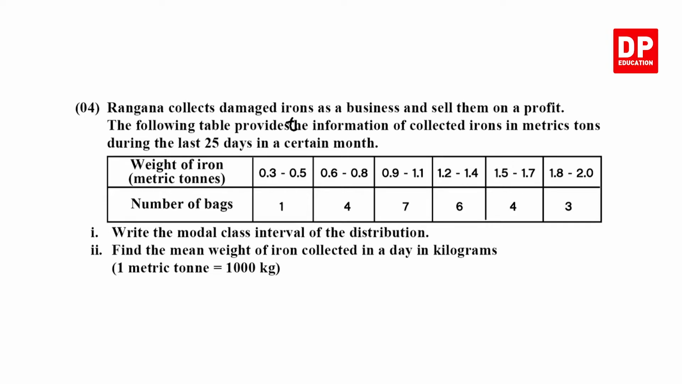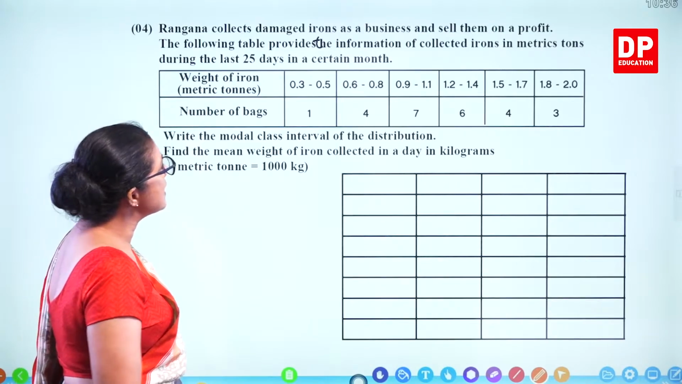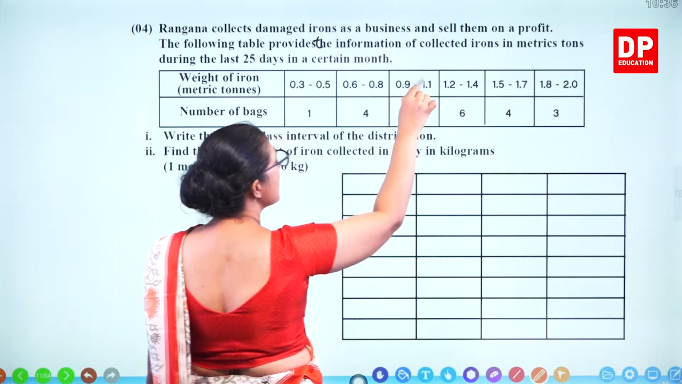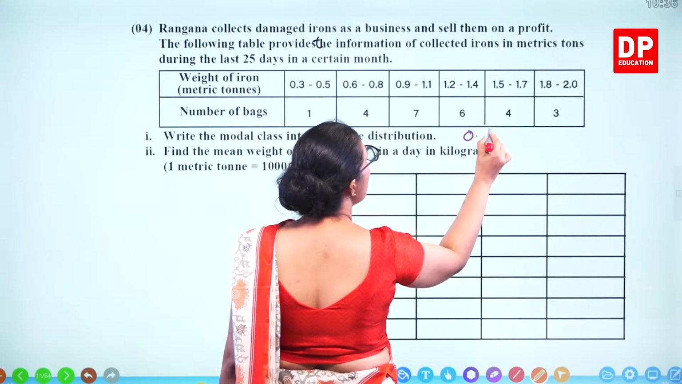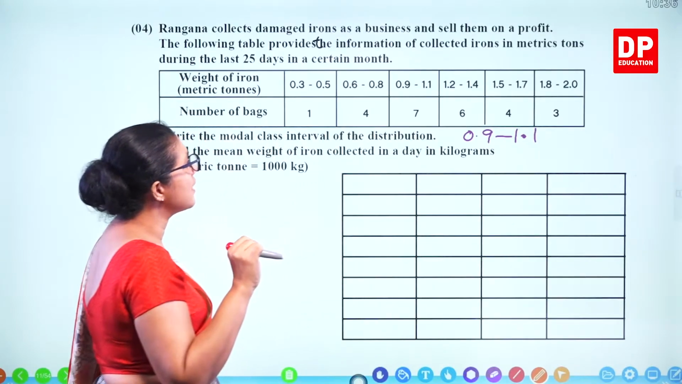Rangana collects damaged irons as a business and sells them at a profit. The following table provides the information of collected iron in metric tons during the last 25 days in a certain month. Write the modal class interval of the distribution. Modal means the one which has the highest frequency. Look at the frequency here, 7. So the modal class becomes this. So 0.9 to 1.1. That's the modal class.